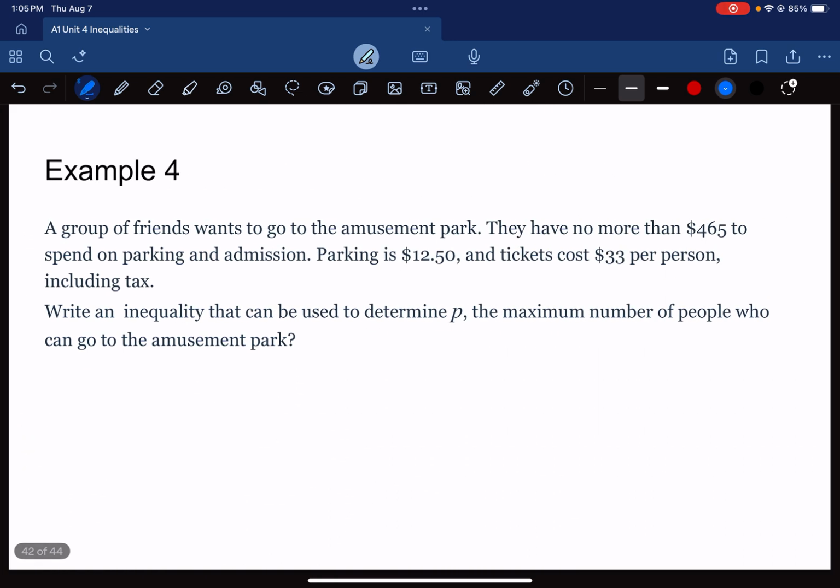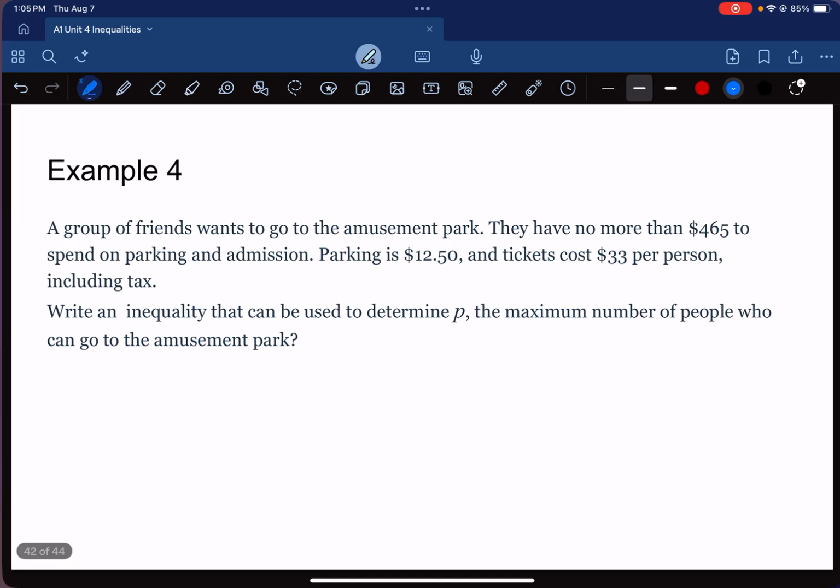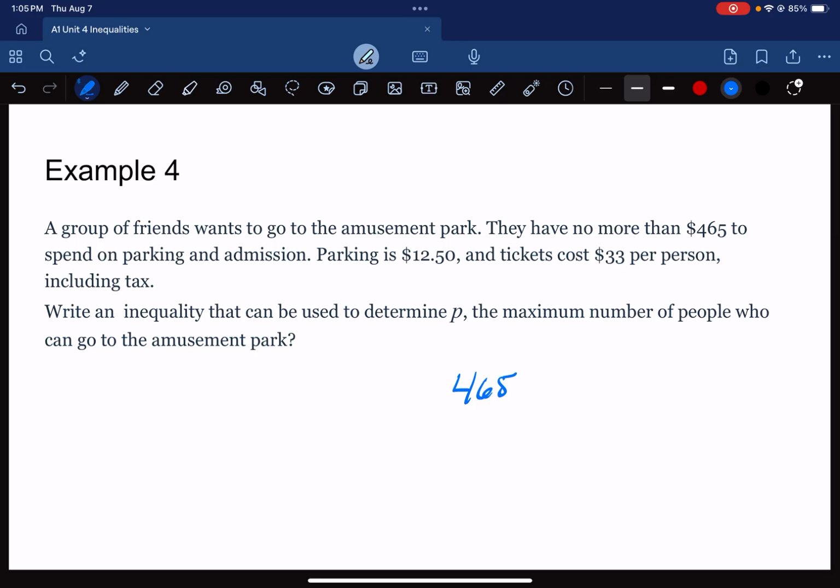A group of friends wants to go to the amusement park. They have no more than $465 to spend. That sounds like the boundary. 465, no more than. Is that greater than 465 or less than 465? Well, that's less than, right? But no more than, could it be that they have 465? Yeah, but it can be more than that. It can be 466, all right? And now, what do they spend money on? This is what they have to spend, and they spend $12.50 on parking, and then $33 per person to enter in.